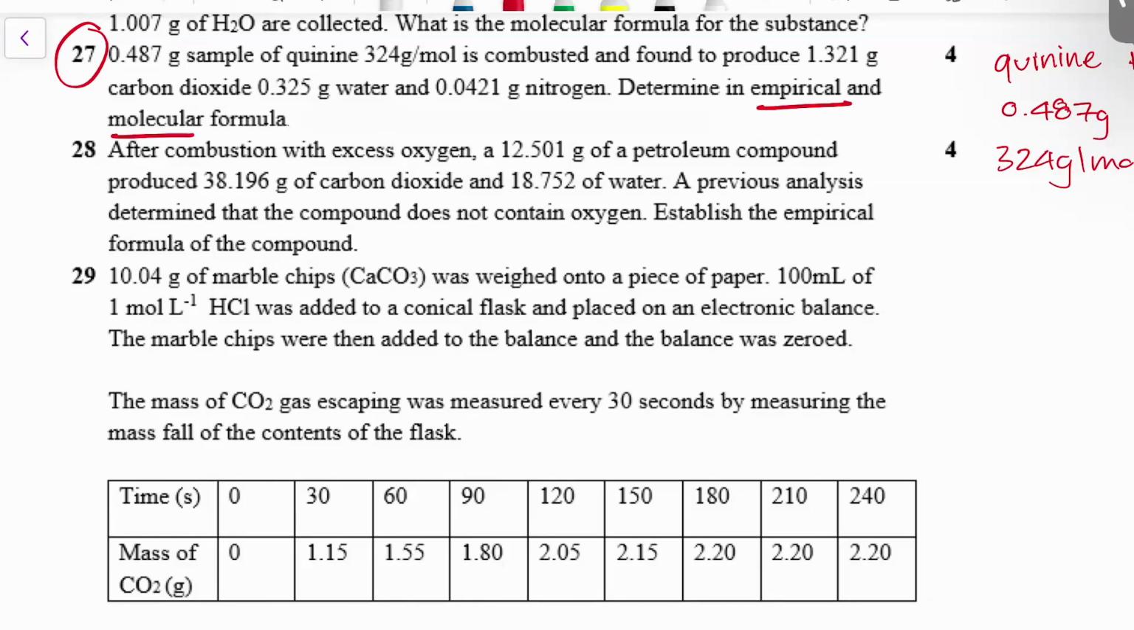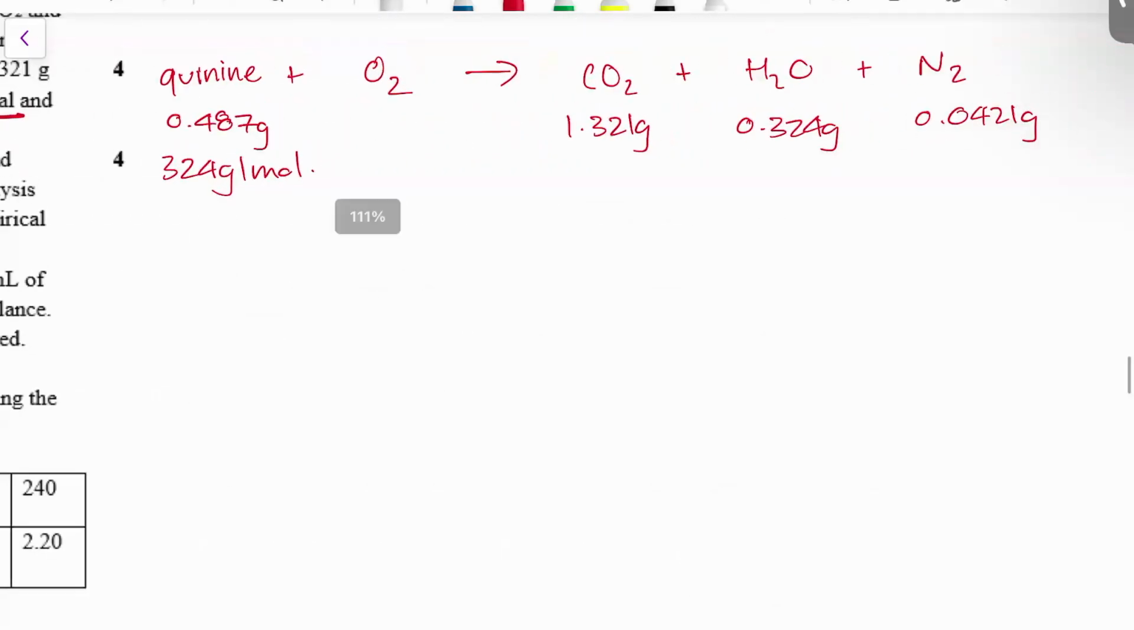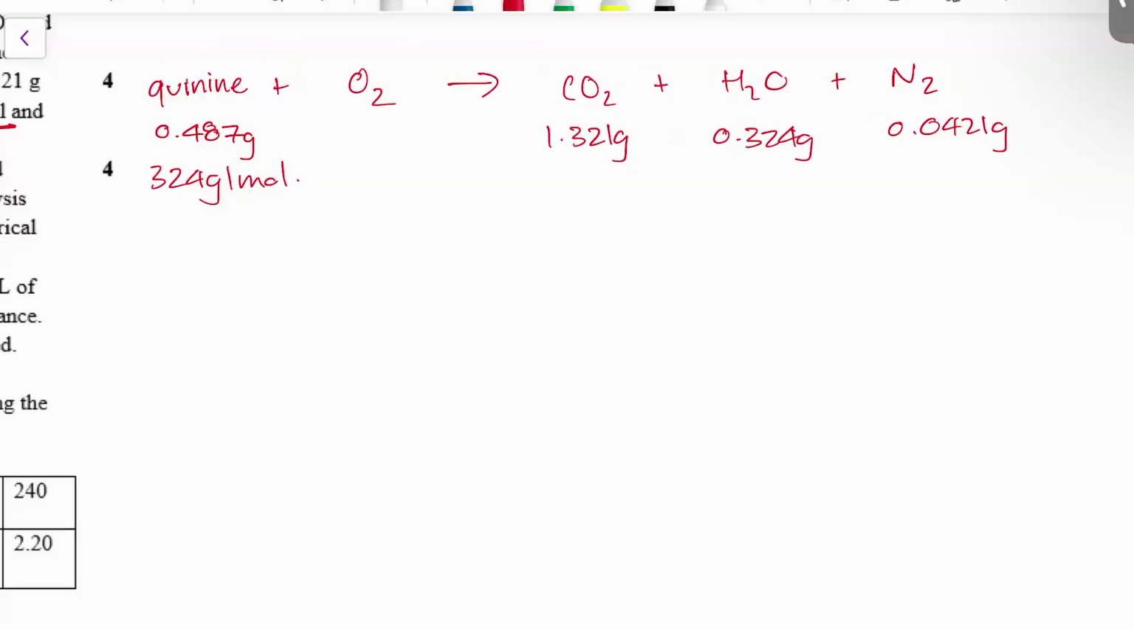Now you're used to just being given the mass of the element itself and doing mass and molar mass for just the element. Here, that doesn't exist. You don't get given anything for a single element. You get given it for carbon dioxide, for water, for nitrogen. But it's fine, guys, because you can do ratio within the formula as well.